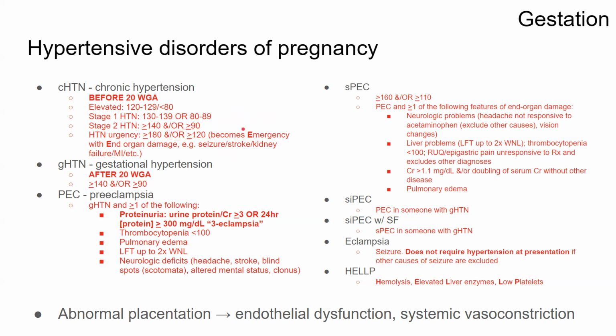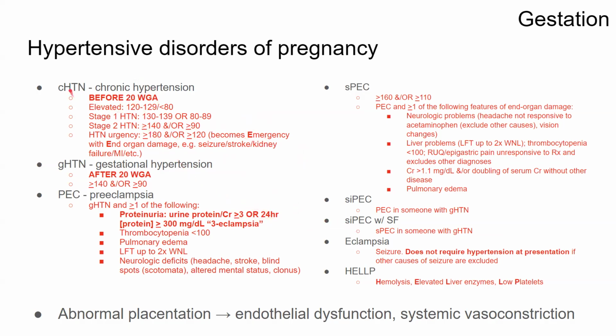It's basically like a hypertensive urgency becomes an emergency when there is end organ damage, like they have a seizure or a stroke, kidney failure, heart attack, and so on and so forth. There's a chance that this could come up on an OB-GYN shelf question just to see if you can differentiate between chronic hypertension and preeclampsia.